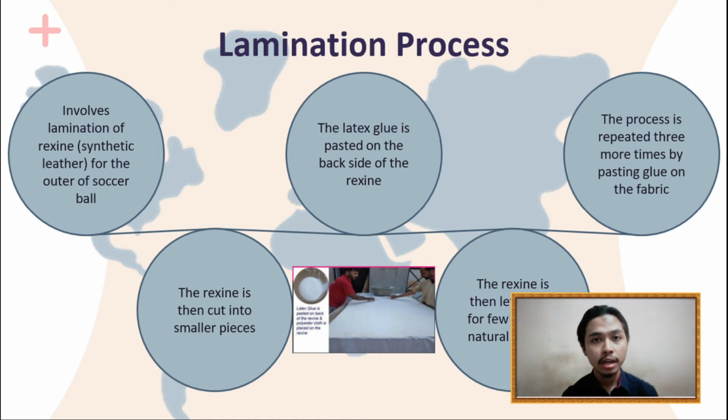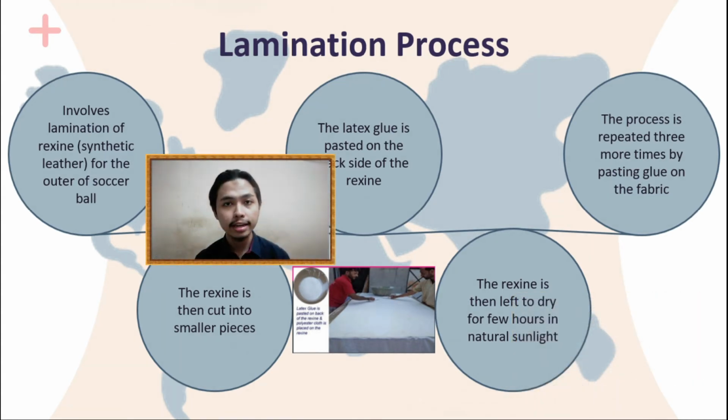After that, latex glue is pasted on the backside of the resin, and then the resin is left to dry for a few hours under the sunlight. This process is repeated 3 more times by pasting glue on the fabric.